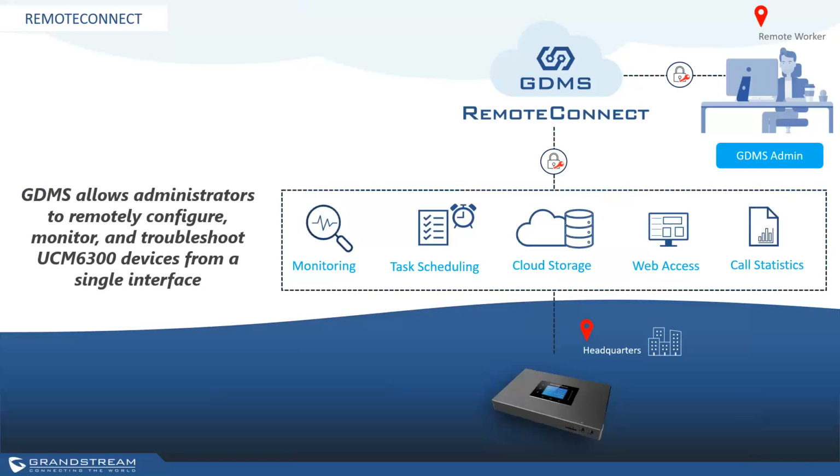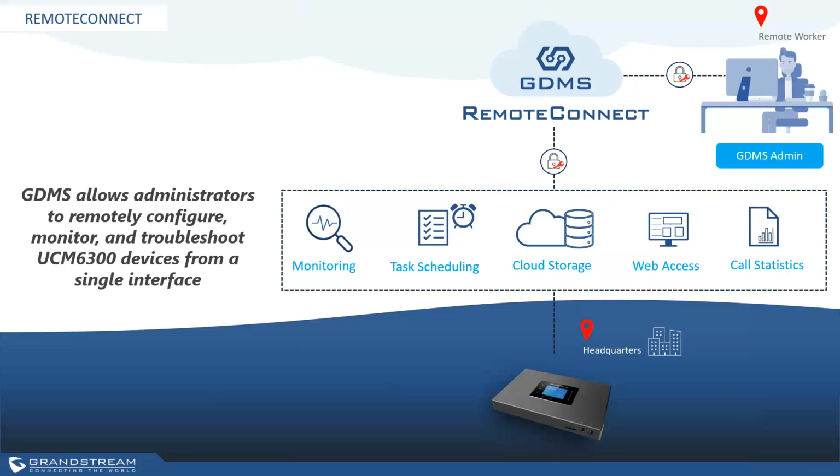So with the current situation with the UCM6200, you have to go to the firewall and you need to create a rule with port forwarding on port 8089 or whatever port you're using for web access. With RemoteConnect, you don't need that at all. You can just leave all the ports closed, and through the secure connection from the UCM to the GDMS, administrators will be able to access the web interface of the UCM through GDMS.